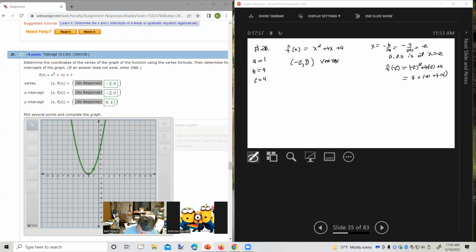To find the vertex, you'd set y equal to 0. Well, we've already got it, don't we? Do you want me to go on and find it a different way, or just go with it? It's up to you. Yeah, can you show me how to find it?